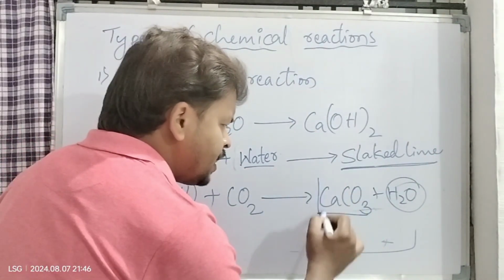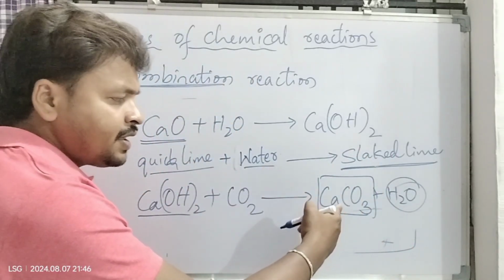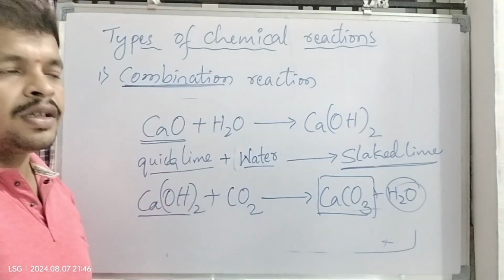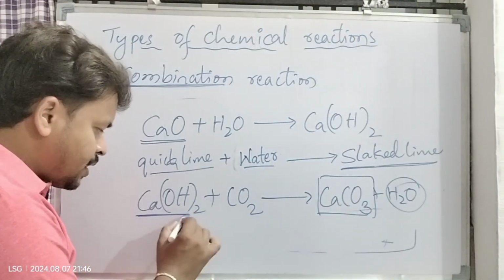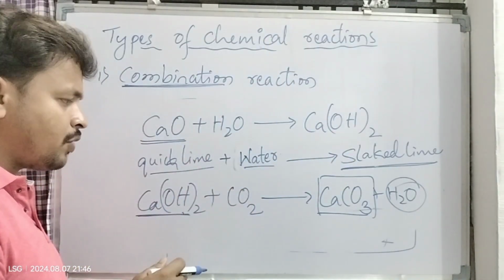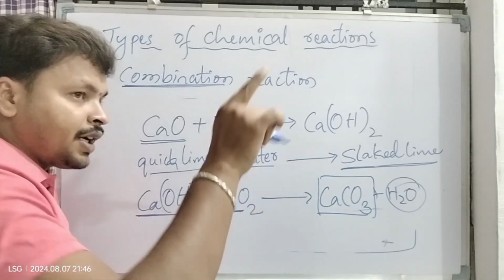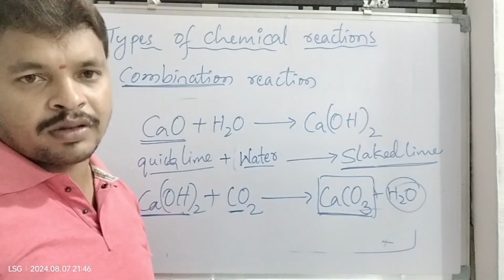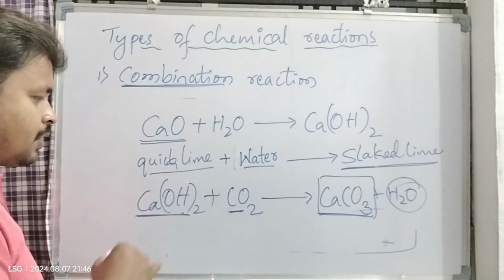Water is evolved as a gas. Here calcium carbonate is formed. This calcium carbonate gives the white appearance on the walls. So here, when calcium hydroxide is used while whitewashing, the calcium hydroxide, meaning slaked lime, reacts with the carbon dioxide present in the atmosphere and forms calcium carbonate, which gives the white color to the wall.